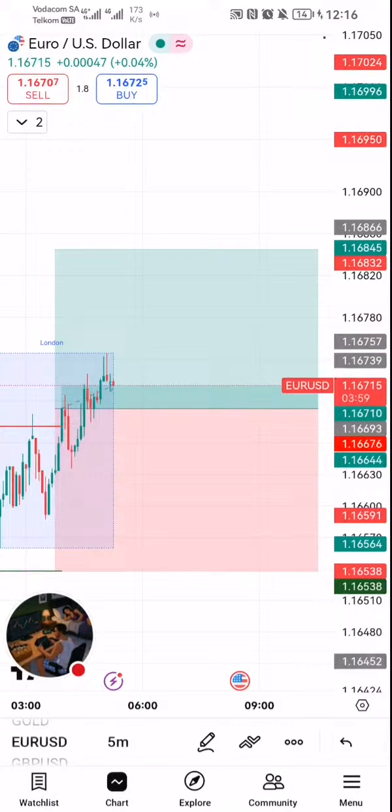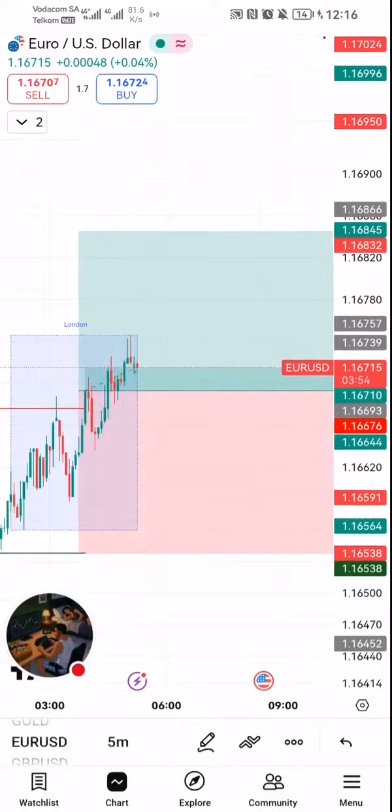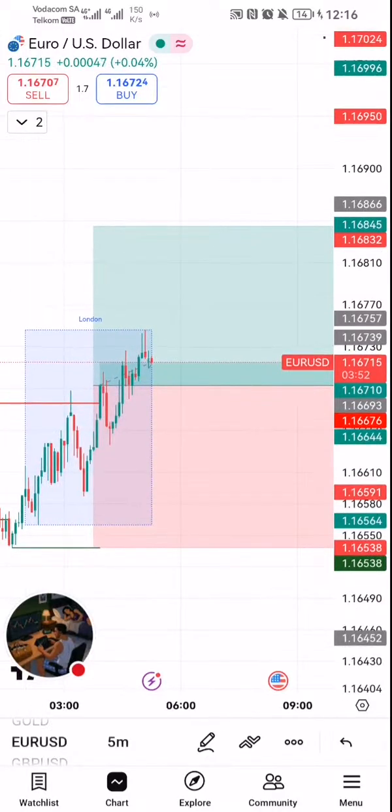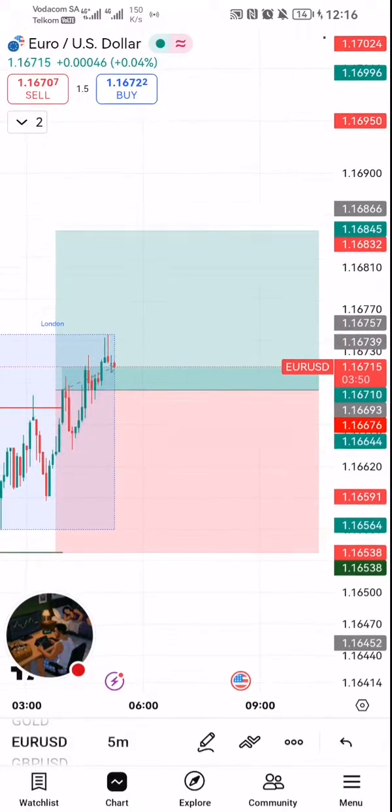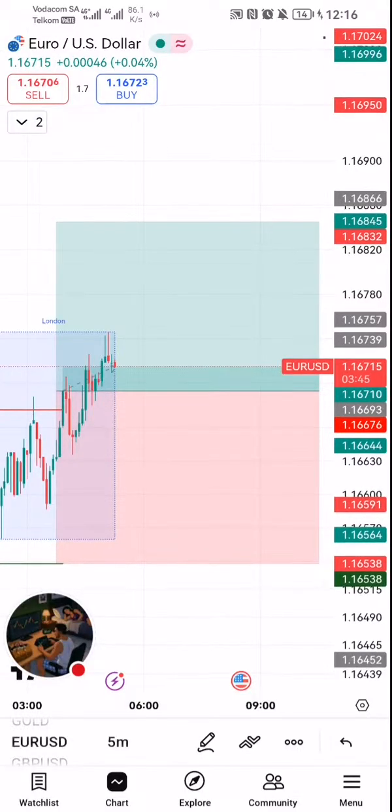We are on a Euro USD trade, buys, and we are also on a GBP USD buys. For those that would like to take the setup, here's the setup as you all can see.